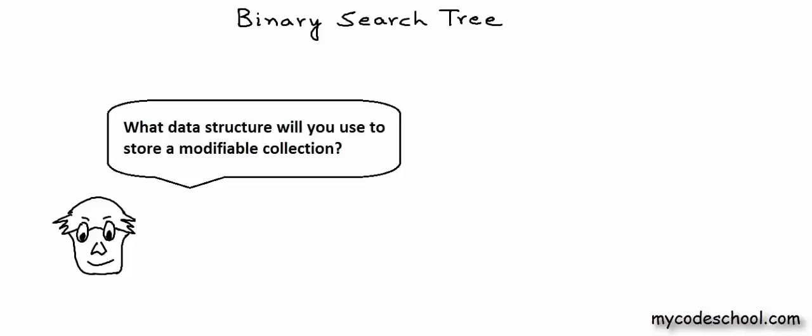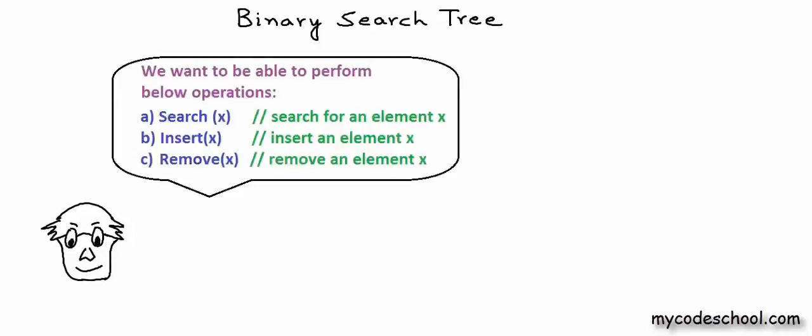What data structure will you use to store a modifiable collection? So let's say you have a collection, and it can be a collection of any data type. Records in the collection can be of any type. Now you want to store this collection in computer's memory in some structure, and then you want to be able to quickly search for a record in the collection, and you also want to be able to modify the collection. You want to be able to insert an element in the collection or remove an element from the collection. So what data structure will you use?